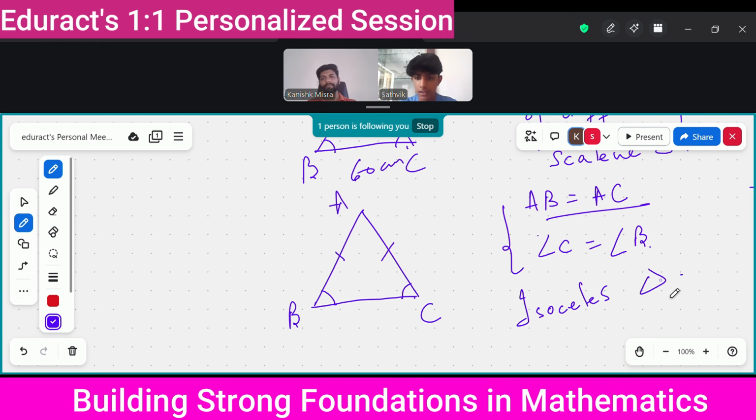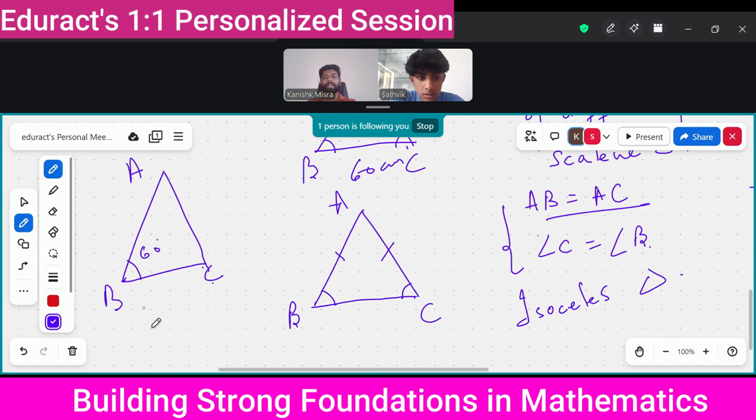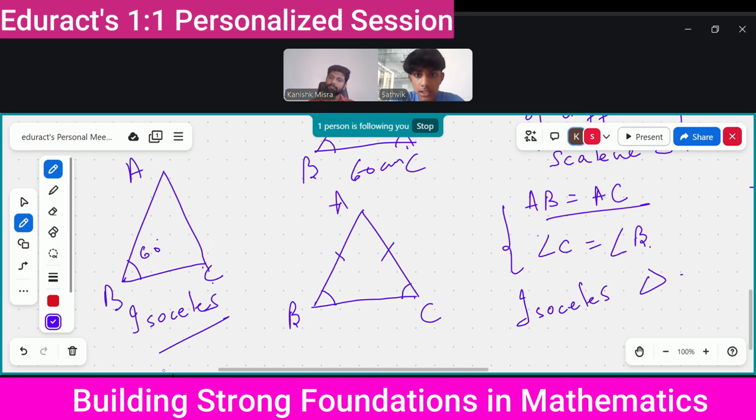Getting it? Yes, sir. Let's say you are having a triangle A, B, C, and angle B is 60 degree and you have been told that the triangle is isosceles. Can you find the remaining angles of the triangle? No. Why? Because not all sides are equal. So if I have given you that the triangle is isosceles, what do you mean by that? Two opposite sides are equal, that means AB equals AC.